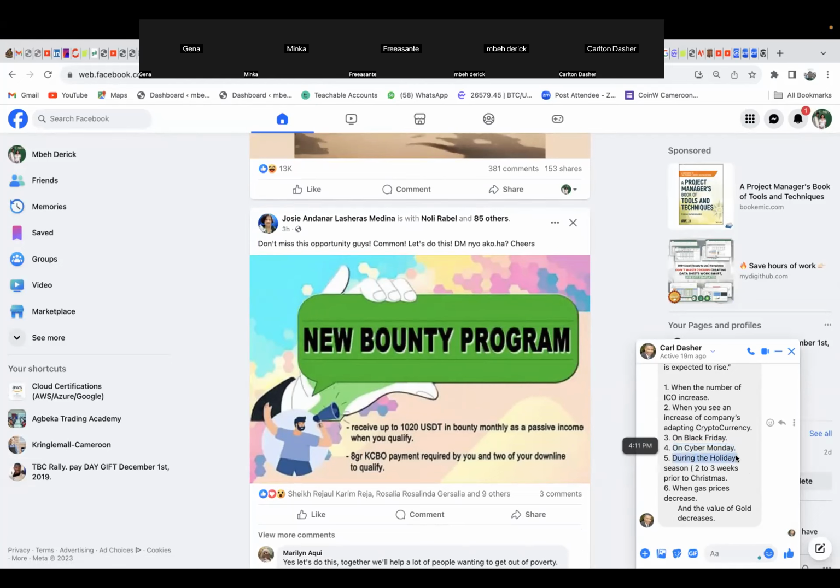Another one is during the holidays, which is what we're in right now. We're all identifying it right now because, as you can see, the price of Bitcoin is increasing. So that right there kind of proves my point on factors to keep an eye on. So anyway, you said two to three weeks prior to Christmas.